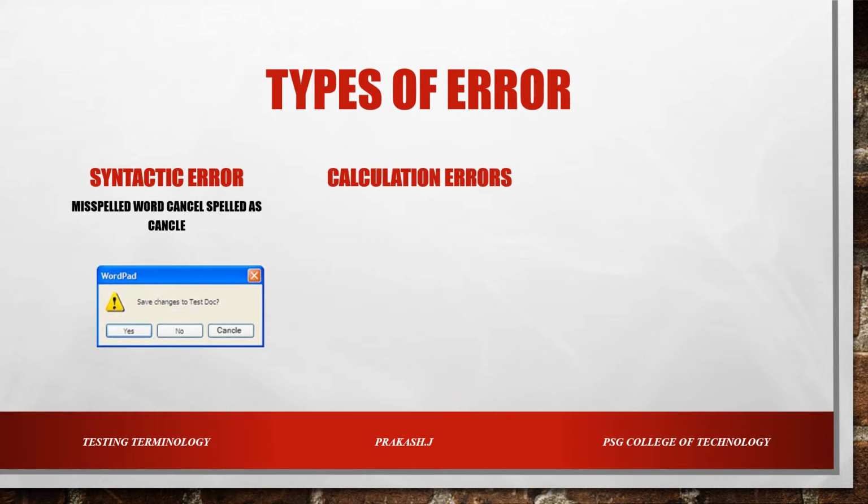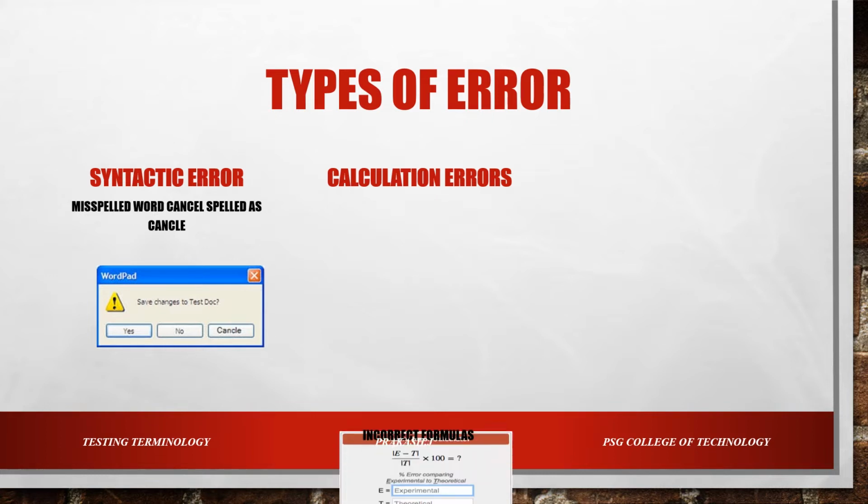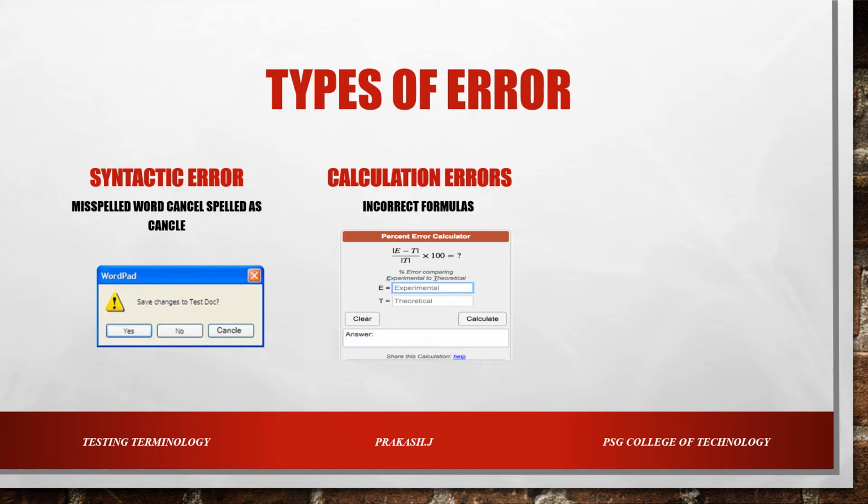The next category of error is the calculation error. This calculation error occurs when there is bad logic or an incorrect formula, or when there is a data type mismatch, or due to a coding error, or due to some functional call issues.